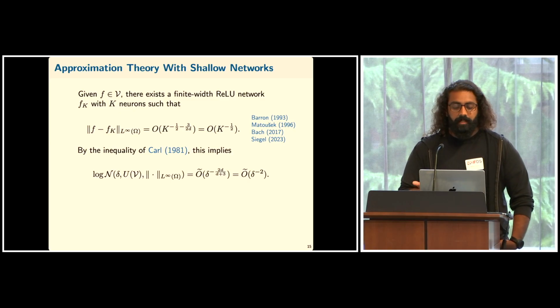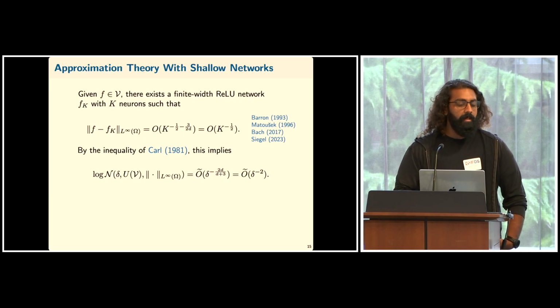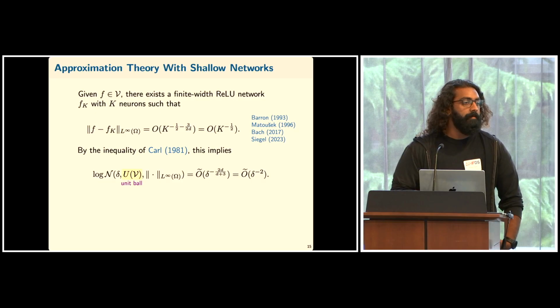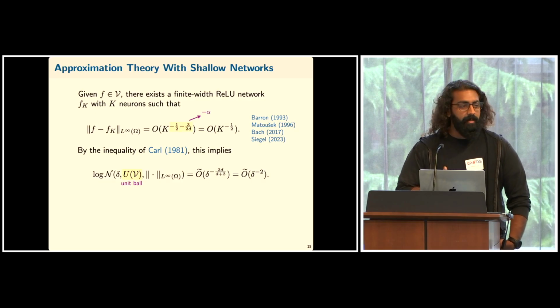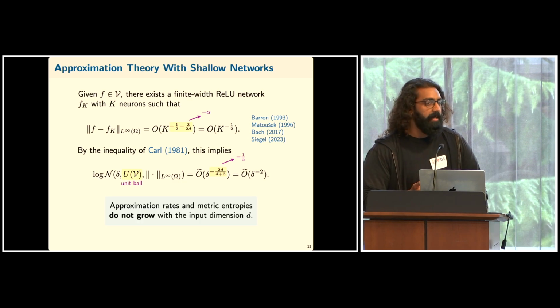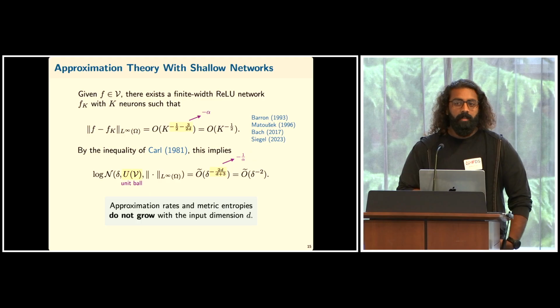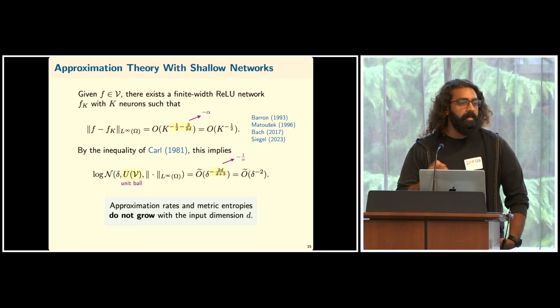Then by Carl's inequality, this directly gives us a bound on the metric entropy for the unit ball of this Banach space. Just to give some context to these exponents, if this one is minus alpha, this one is just minus 1 over alpha. The main takeaway is that the approximation rates and entropy numbers don't actually grow with input dimension d, which is kind of interesting, and this will play a role when we look at the statistical rates that we study.